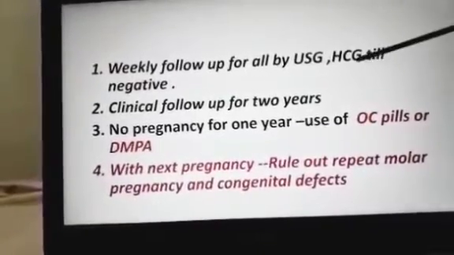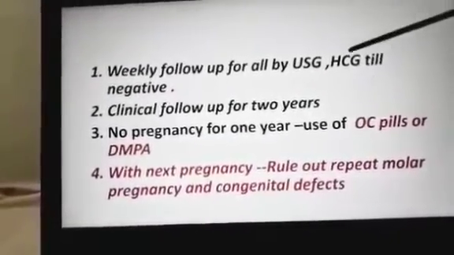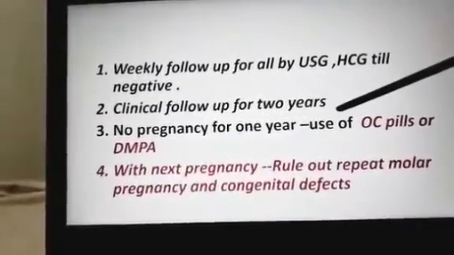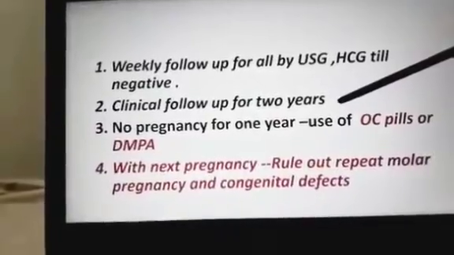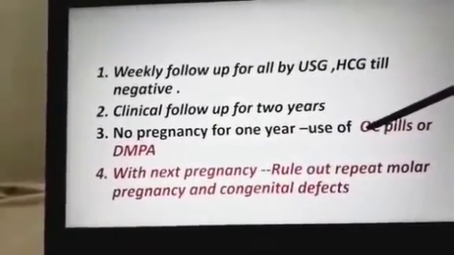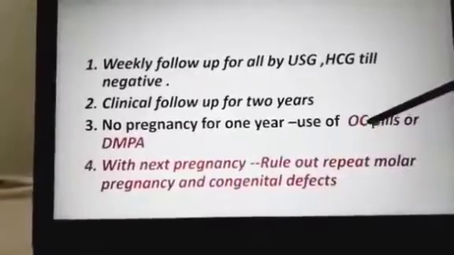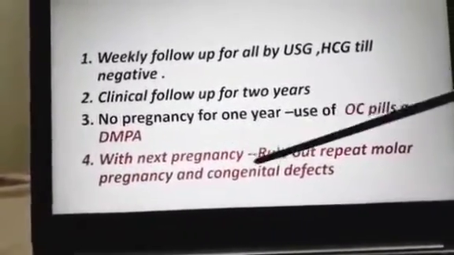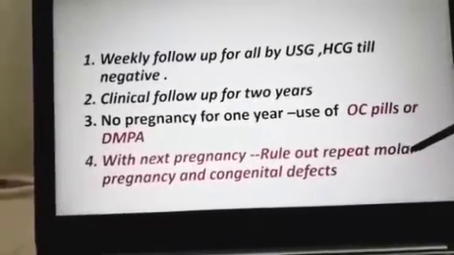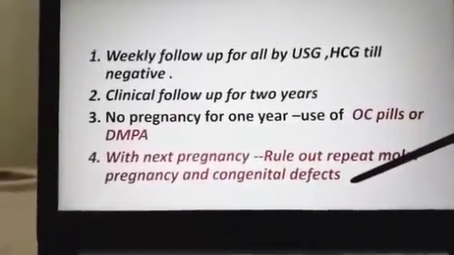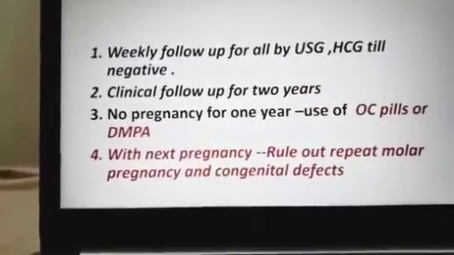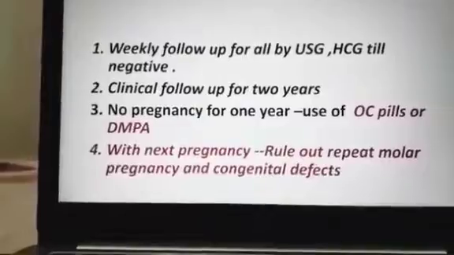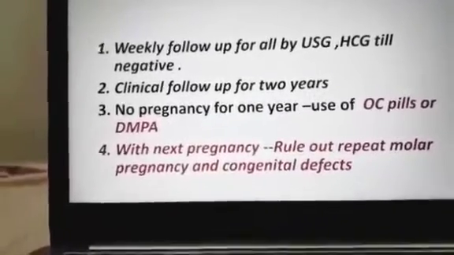Next, follow-up. Weekly follow-up for all till HCG test is negative. HCG levels are estimated till they are negative, say about 8 weeks or so. Clinical follow-up for 2 years is required in all. No pregnancy for 1 year at least. So she should use reliable contraception in the form of OC pills or DMPA. If there is a next pregnancy event, rule out repeat molar pregnancy and congenital defects. This is how the answer should be, complete and in brief for the specimen viva. Okay, thank you so much.